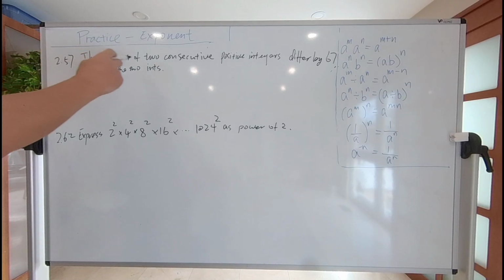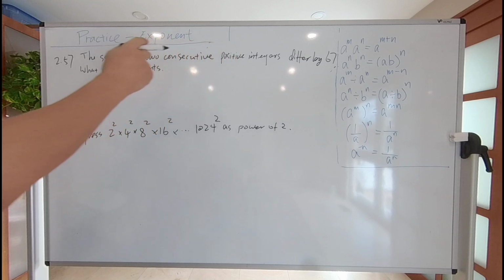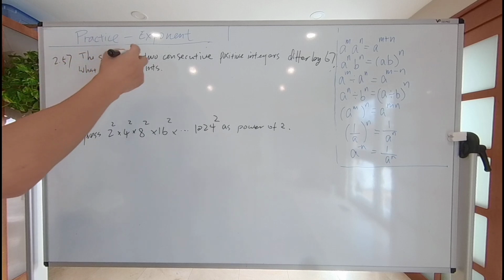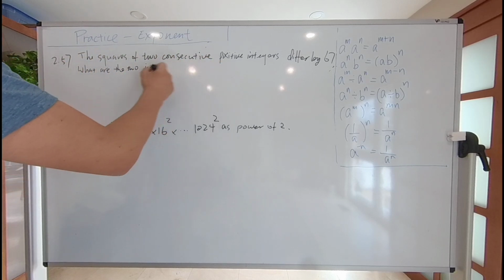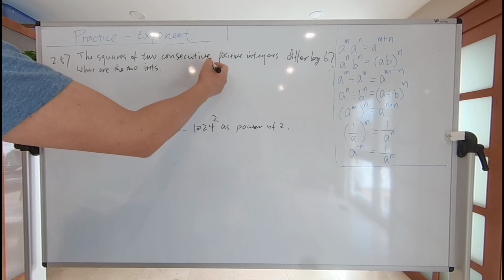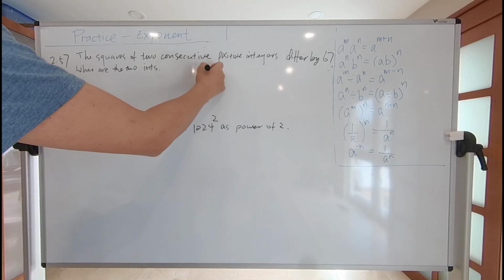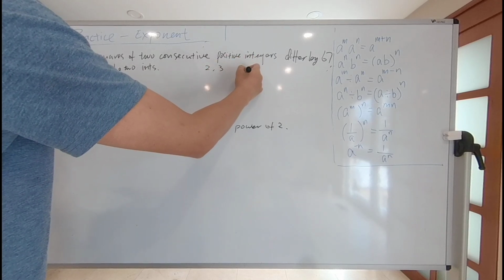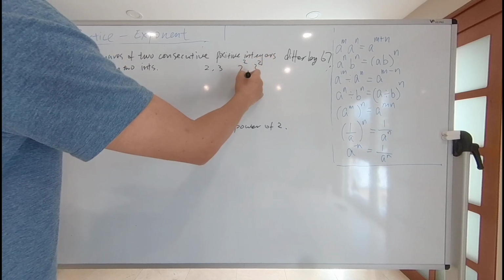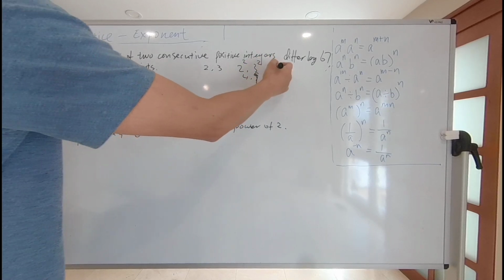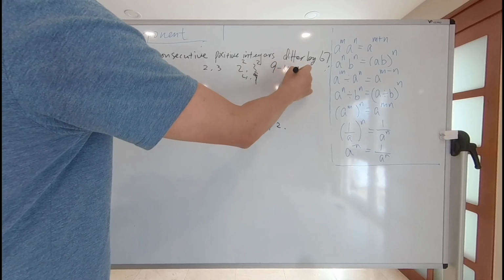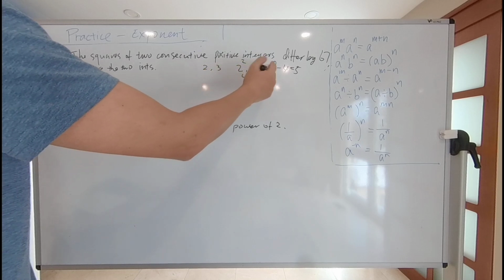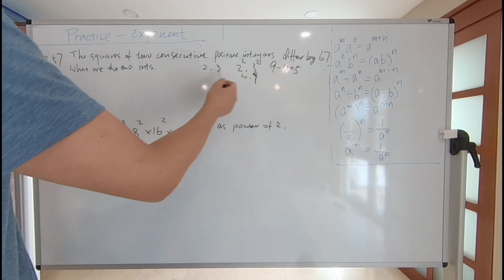So the squares of two consecutive positive integers differ by 67. What are the two consecutive integers? So basically this question is asking for what integer can make, for example, if I have two consecutive integers 2 and 3, then the square of these two integers will be 2 squared and 3 squared, which is 4 and 9, and then they differ by 9 minus 4, which is 5. So these two consecutive integers, the squares of them differ by 5. Right, so this is a simple example.